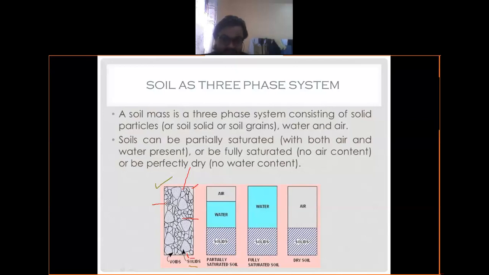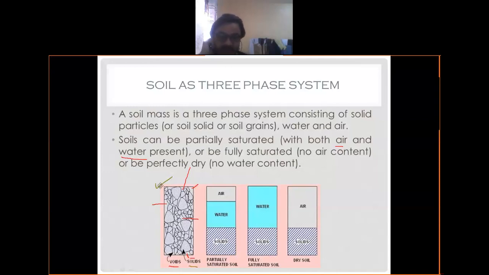So these gaps or vacant spaces are known as voids. V-O-I-D-S. Okay, fine. So these voids may be filled sometimes by air or by water. Now let's discuss how the voids may be filled with air or water.